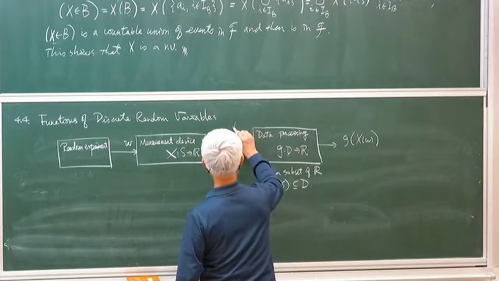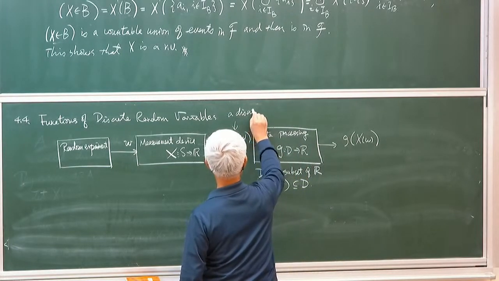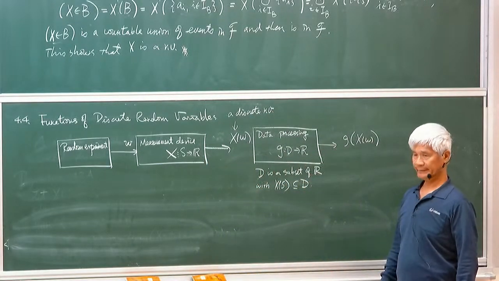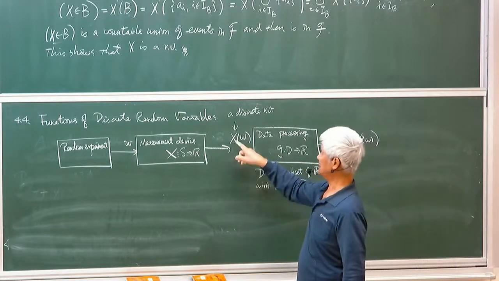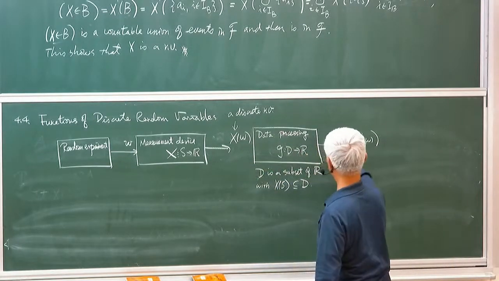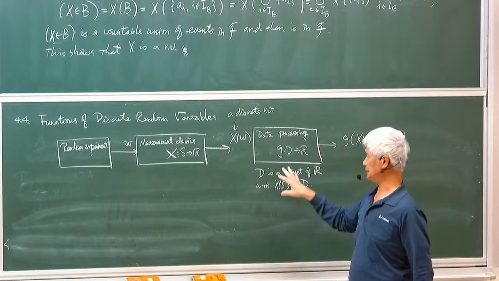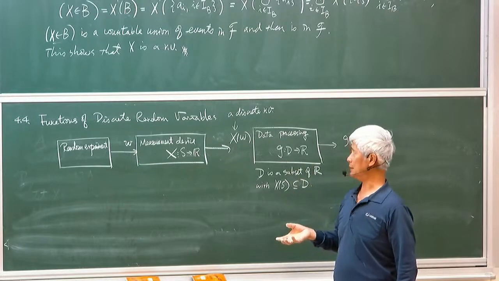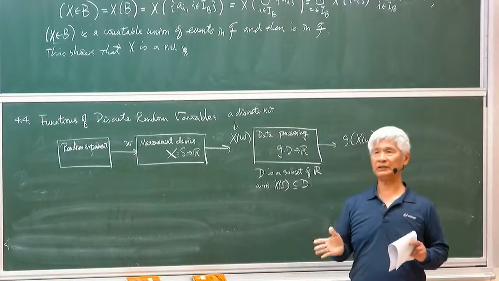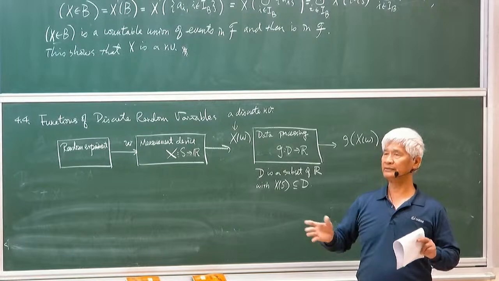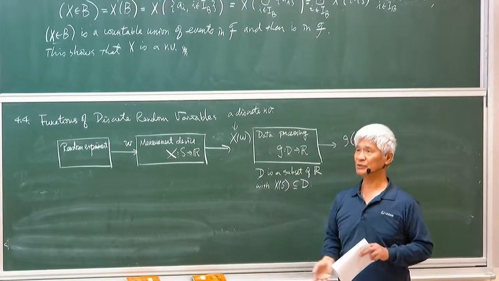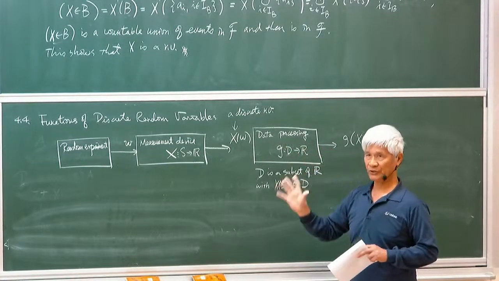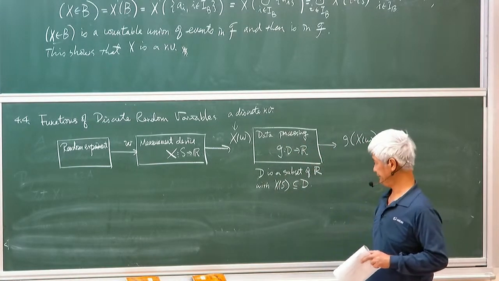In this chapter, we assume X is a discrete random variable. So we do some data processing. For example, we take the square of the data, or we take the absolute value of the data. There are a lot of possible data processing to do, and this quite often occurs in practical situations.